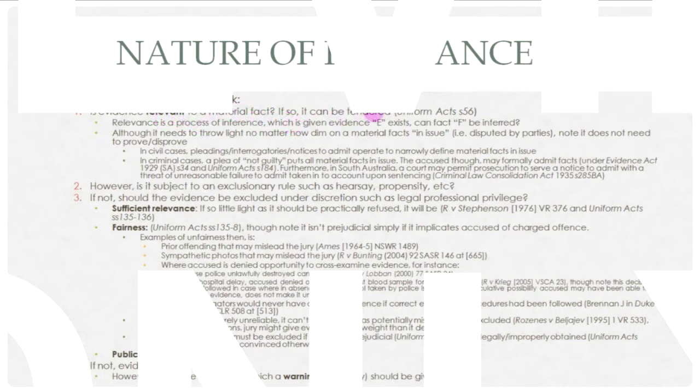If it's so, then it can be tendered, and that's Uniform Act Section 56. However, is it subject to the exclusionary rules such as hearsay, propensity, etc.? And if not, should the evidence be excluded under discretion such as legal professional privilege? And if not, the evidence is now admissible. So let's start at the top.